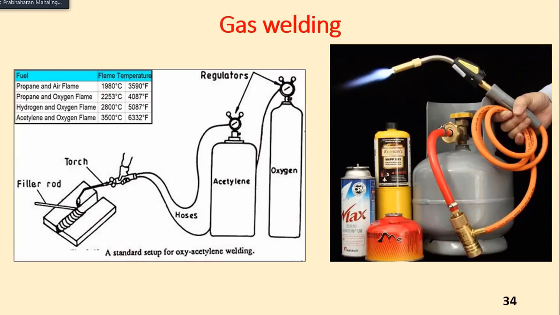We have two things. We are controlling acetylene, and at the same time we are controlling oxygen. After starting this tip, or after starting this blowtorch, you can adjust this flame to blue color. This is the standard setup of oxyacetylene welding. Right, 86 students.